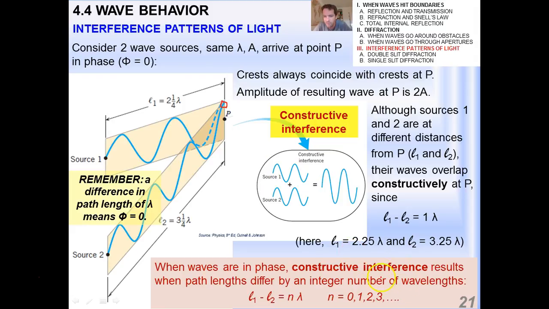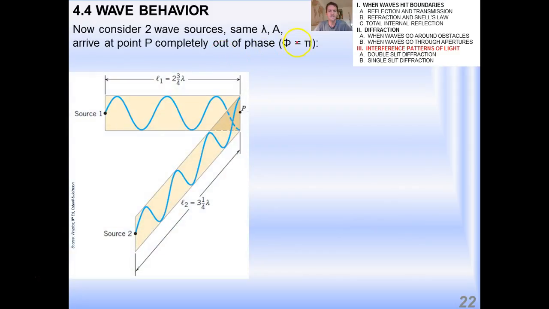differ by an integer number of wavelengths. So we have this really cool relationship, L1 minus L2, or the absolute value of that, if you wish, is equal to n times lambda, where n is an integer 0, 1, 2, 3, 4. And remember that a difference in path length of 1 wavelength means that the phase shift is 0. Okay? All right, so you can guess what we're going to do next. We're going to talk about destructive interference.